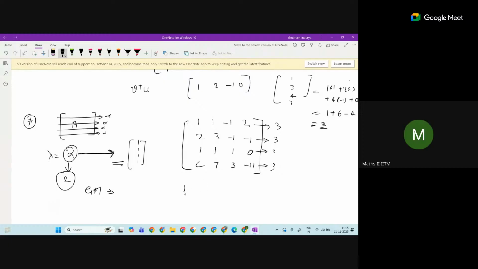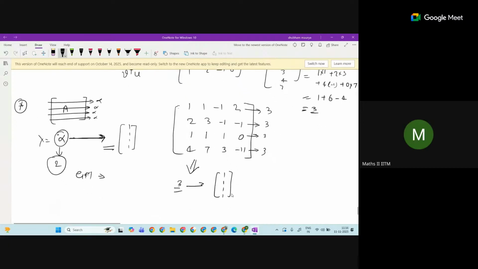That means you no need to now follow A minus lambda I, the bigger one. You can quickly deduce that one eigenvalue is now fixed, which is 3. You are getting 3 as the eigenvalue, and the corresponding eigenvector is going to be 1, 1, 1, 1. This is the sure thing. And now you can use it to find the other eigenvalues.